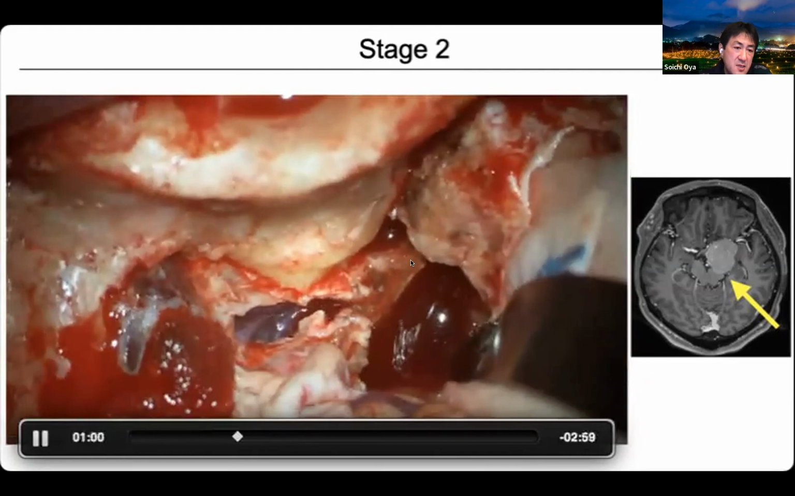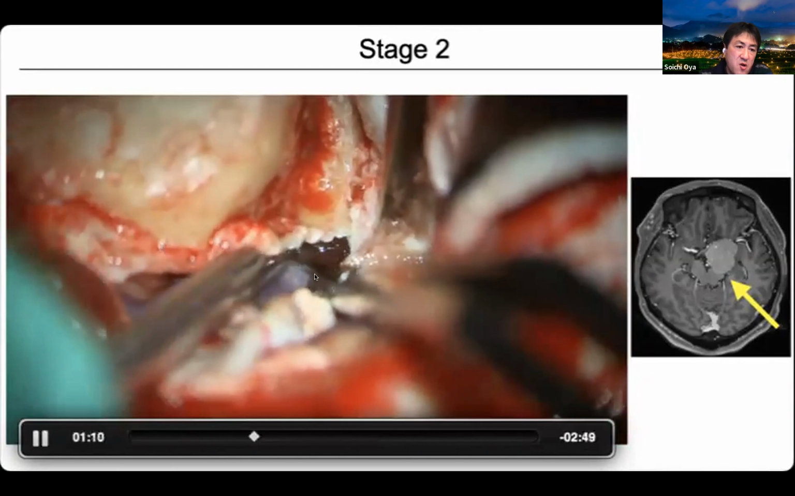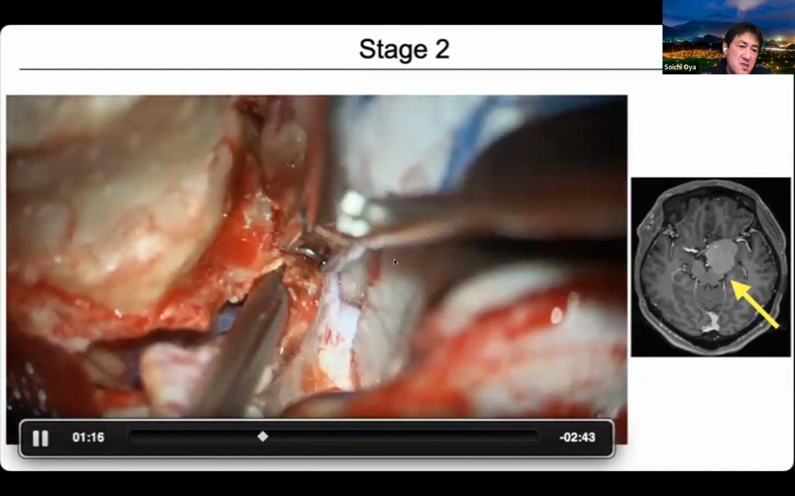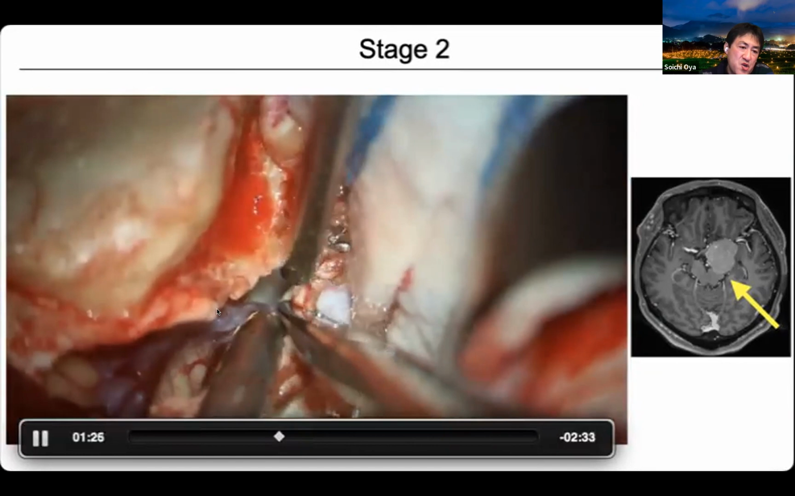And by doing this, I could directly confirm the location of the confluence of the petrous vein and the SPS. And I could cut the SPS just in front of the confluence so that I could preserve the venous reflux from the posterior fossa to the superior petrous sinus.